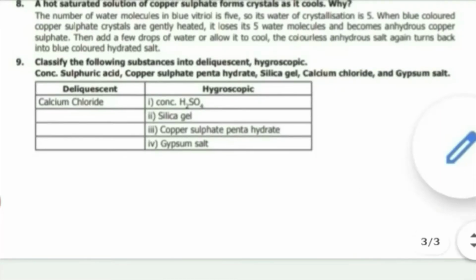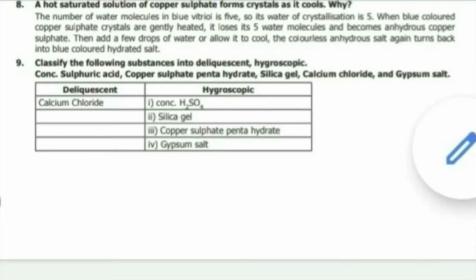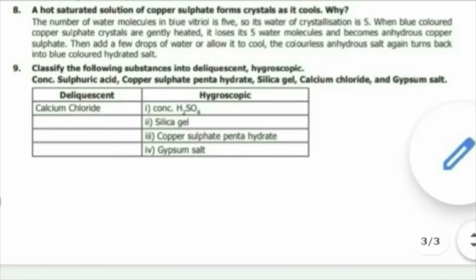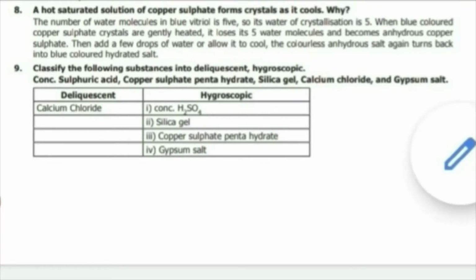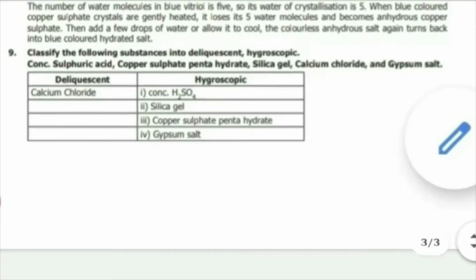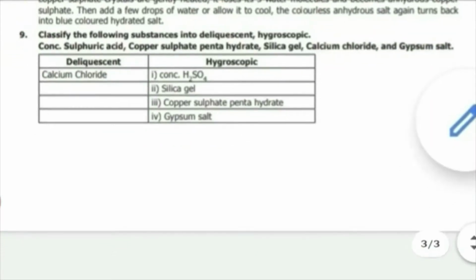Next for hygroscopic, here four substances are given. First one concentrated sulfuric acid is given. Formula for sulfuric acid is H2SO4. So for hygroscopic, first one concentrated H2SO4, and then second one silica gel is given. Third one copper sulfate pentahydrate. The last one is gypsum salt.